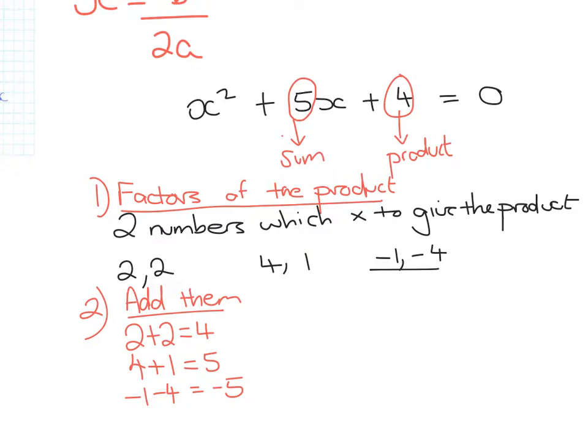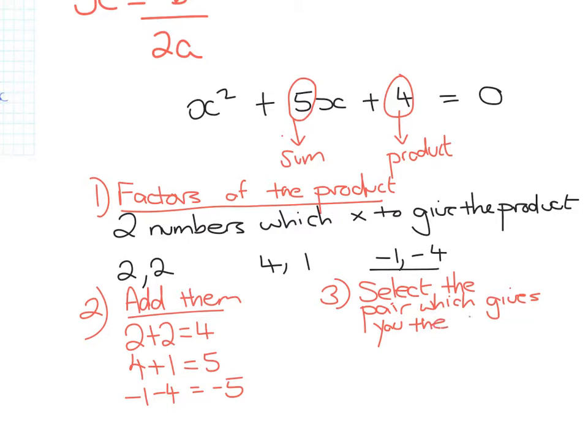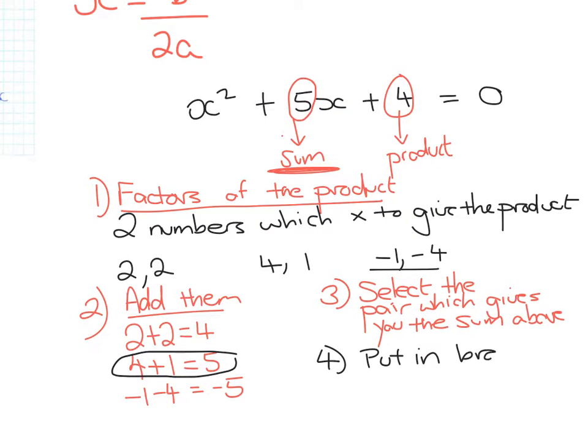So we 1 find the factors, we 2 add them, and then we 3 select the pair which gives you the sum above. So remember we set up here that the sum was 5. So let's just select the pair that gives a sum of 5. That's that pair, 4 and 1. We're going to put them in brackets. So we get x plus 4 times x plus 1 equals 0.